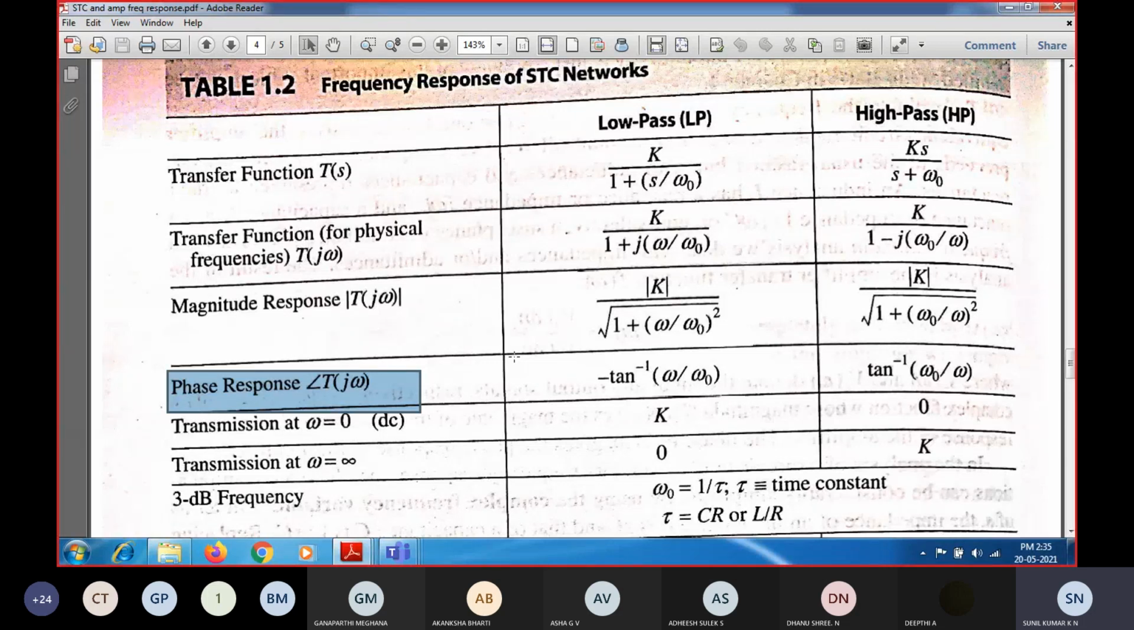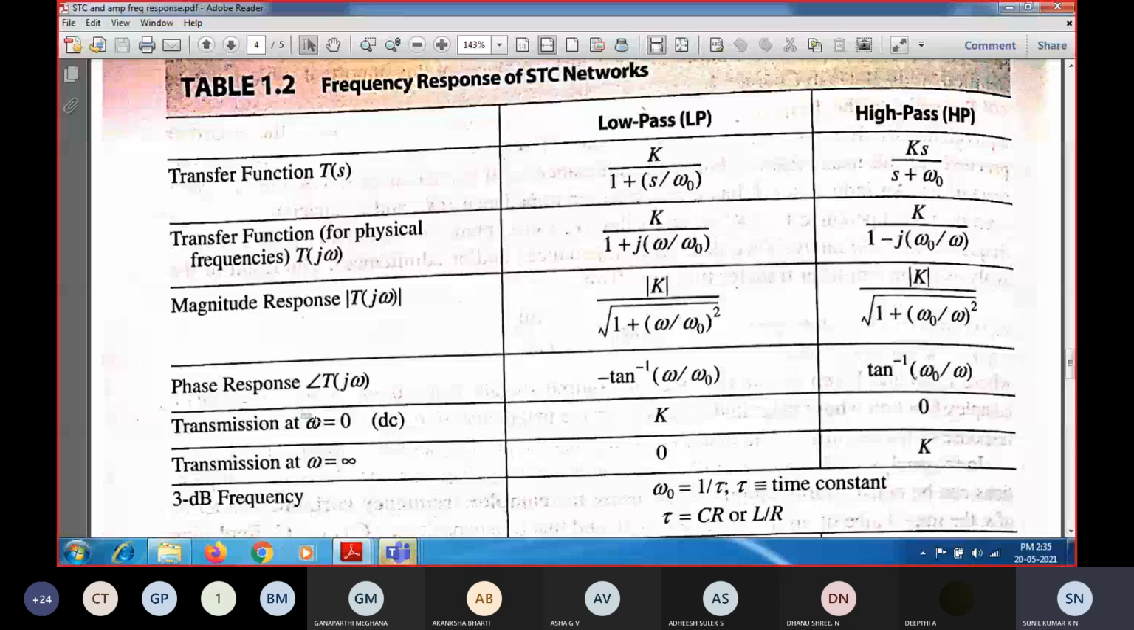So if I want to find out the transmission gain, I should consider a few conditions: when omega is equal to 0, when omega is equal to omega naught, and when omega is equal to infinity. So three cases I am going to take, but here they have given only two cases. So either you can take another case as well.